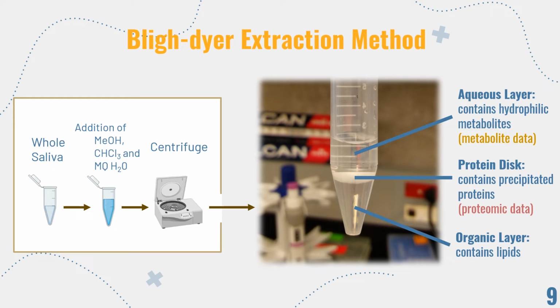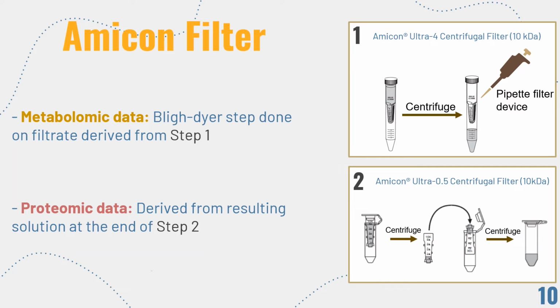The middle layer, called the protein disc, contains precipitated proteins. This will be used for our proteomic data. The final bottom layer is called the organic layer, which contains lipids. We will not be looking at this. The other method uses a special filter called an Amicon, which works by separating protein content from the rest of the saliva by the use of a centrifuge.